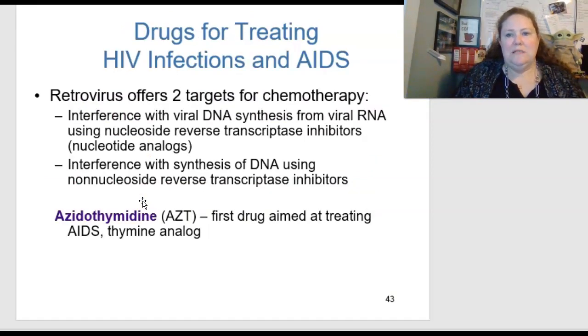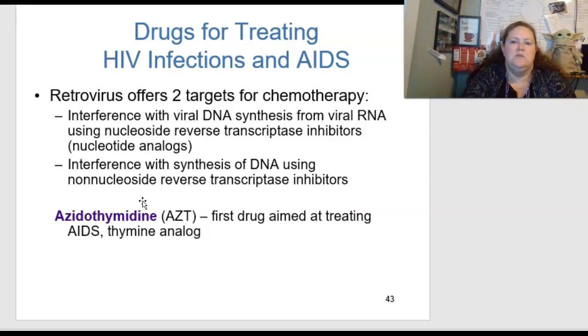Moving on to drugs for treating HIV infections and AIDS, we have retrovirus, and these offer two targets for chemotherapy. The first one is interference with the viral DNA synthesis from the viral RNA, and this uses the nucleoside reverse transcriptase inhibitors, which again have a similar shape to the nucleotides, so that's how they're going to interfere with it. Because it blocks this, it's going to interfere with the synthesis, or the making, of DNA. The second uses non-nucleoside reverse transcriptase inhibitors.